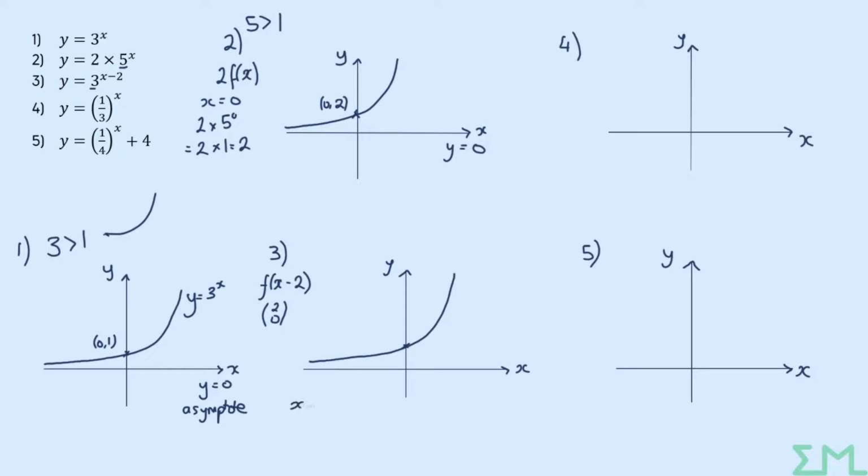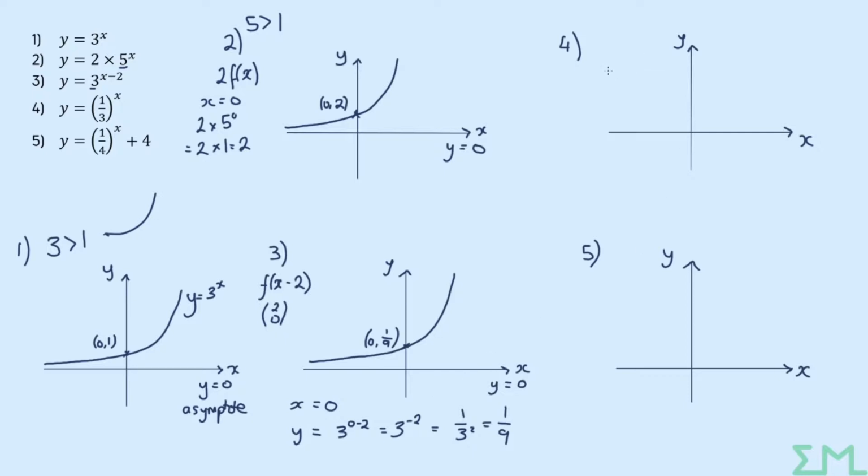But we are going to want to make sure we work out what that intersection point is there. So again, a little bit of working. Always show your working. In the exams, you never know what marks you might be able to get. When x equals 0, y equals 3 to the 0 minus 2. So we're looking at 3 to the negative 2, which is 1 over 3 squared, therefore 1 over 9. Okay, so we've got the point 0, 1 over 9. Brilliant. Oh, y equals 0 asymptote.